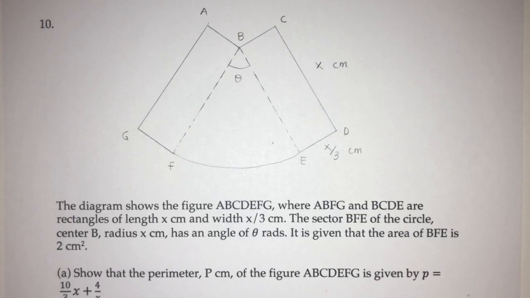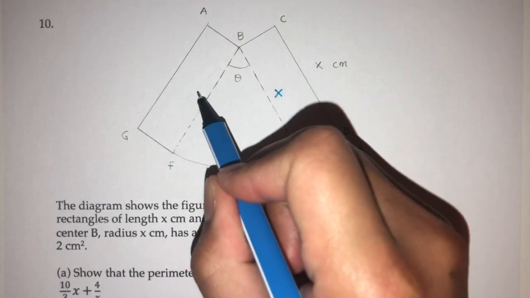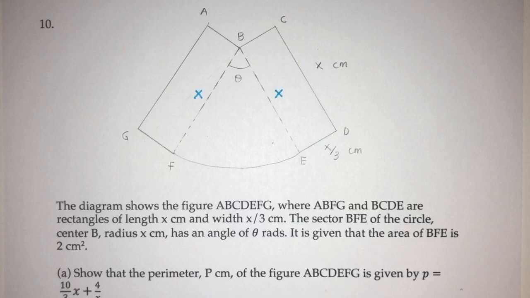The diagram shows the figure A, B, C, D, E, F, G, where A, B, F, G and B, C, D, E are rectangles of length x and width x over 3, as you can see on the diagram. Now, the sector BFE of a circle of center B, radius x, so this is radius x, has an angle of theta. It is given that the area of BFE is 2 centimeters square.